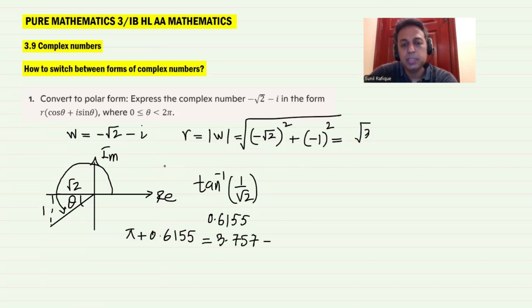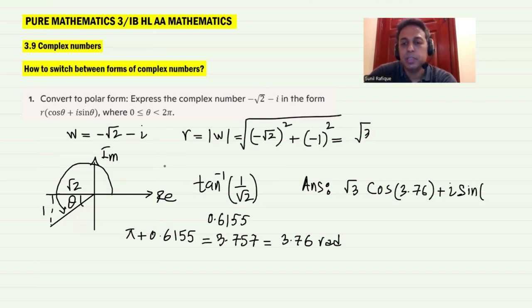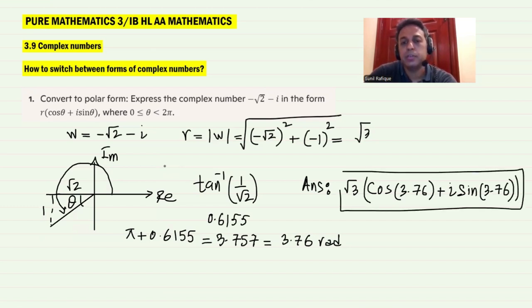So let's take a 3 significant figure radian value. So that is my argument. Let's write the polar form. So the answer is going to be R, which is root 3, cosine of 3.76 plus i sine of 3.76. Put a bracket over here, and that's my answer, right?